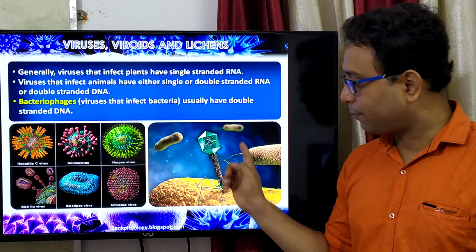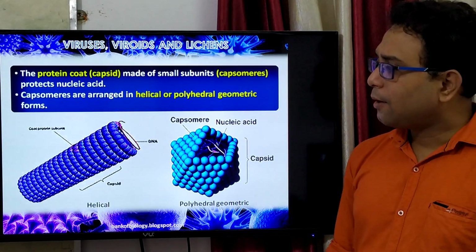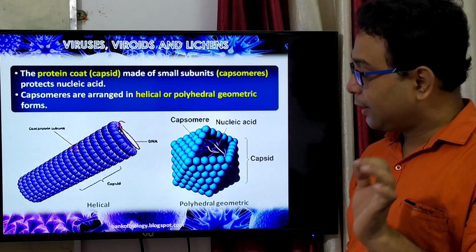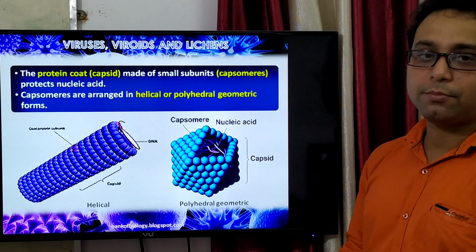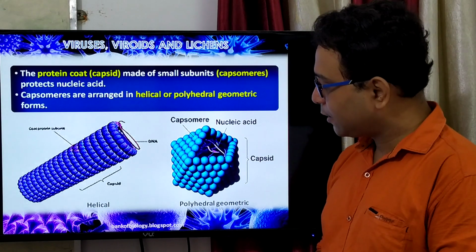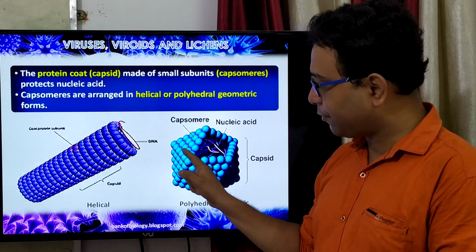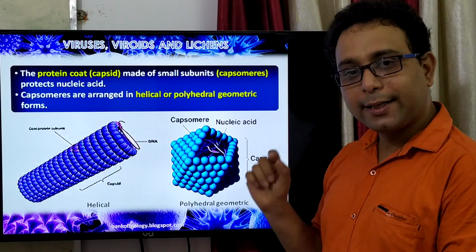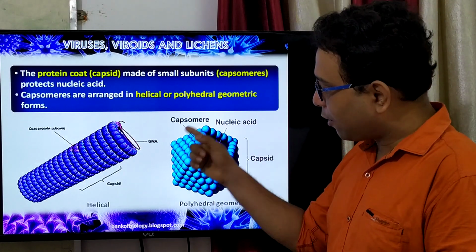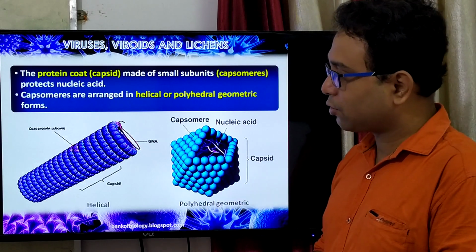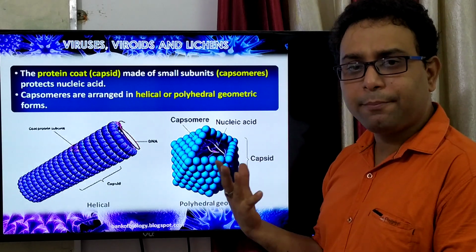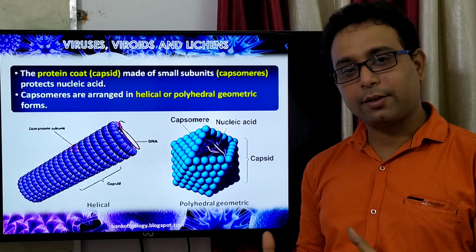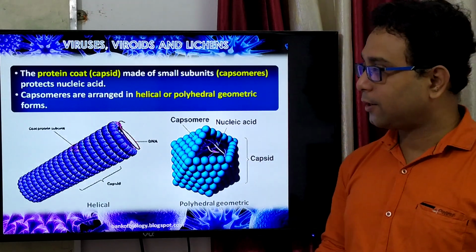This is the structure of the bacteriophage. This protein coat is called the capsid. If you study the structure of the capsid, you observe that it has small subunits. This subunit is called the capsomere. The capsomere is the single unit, and the whole covering structure is called the capsid. But what is their importance? Their importance is that they cover the genetic material, so they also protect the genetic material.